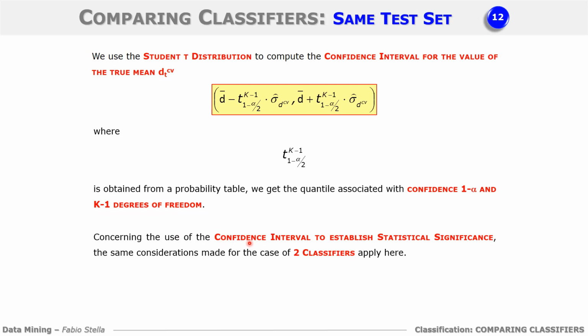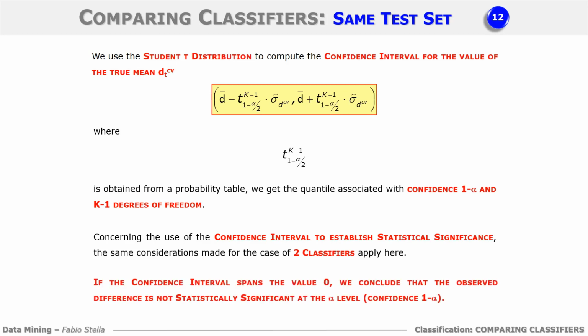Concerning the use of the confidence interval to establish statistical significance, we have the same considerations that we have made before for the case of the comparison of classifiers where different test sets are available. If the confidence interval spans the value 0, we can conclude that the observed difference is not statistically significant at the alpha level of significance or with confidence 1 minus alpha.